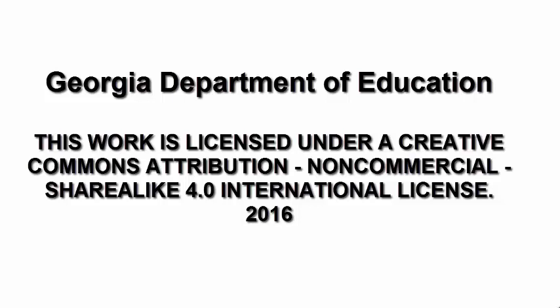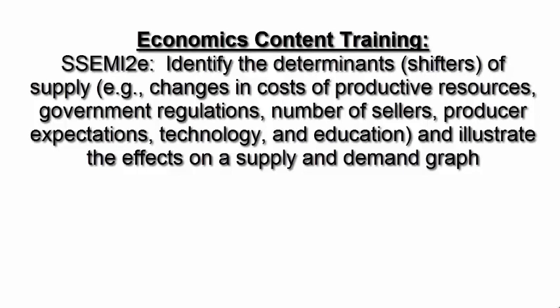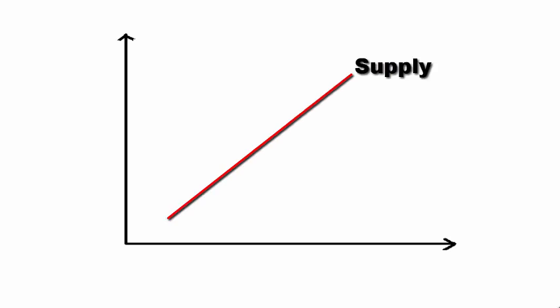In this video, we will review standard SSEMI2E that deals with the determinants of supply and how to show them on a supply and demand graph. As shown in the law of supply video, a supply line is upward sloping because there is a direct relationship between the price of a product and the quantity of that product that can and will be produced in the short run. Quantity, in this case, is dependent on price.